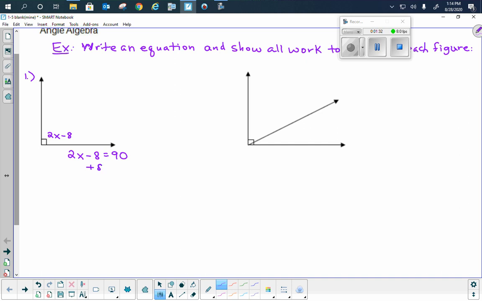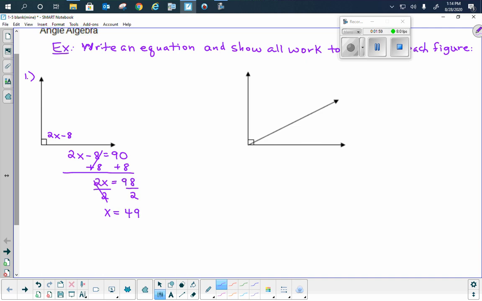So here, if we now add 8 to both sides, that would cancel, leaving you with 2x equals 98. At that point, if you want to get rid of 2 times something, then the opposite operation is to divide by 2 on both sides. Those 2's now cancel, and you're left with x equals 49.